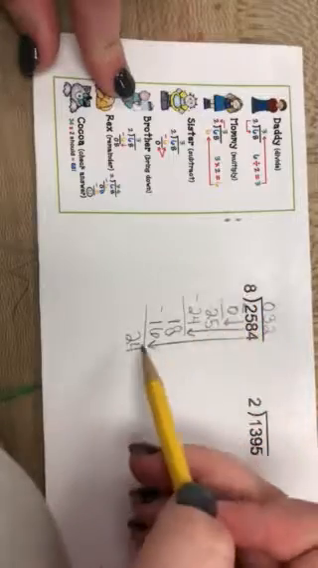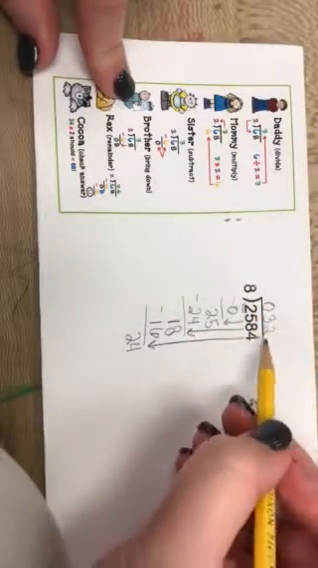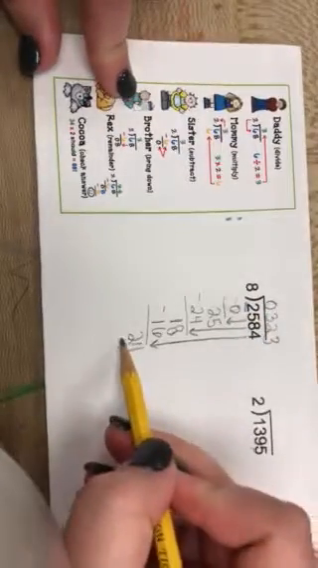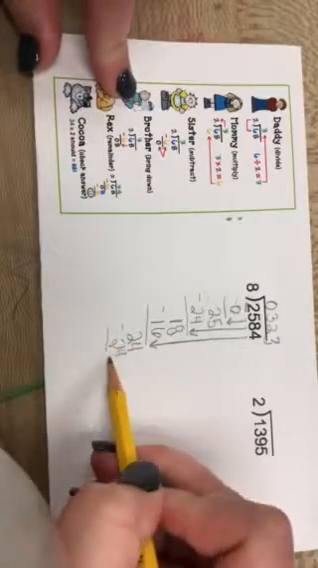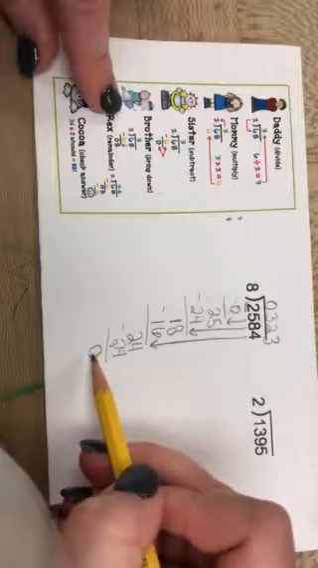How many times can 8 go into 24? Well, like I showed up here, 8 can go into 24 3 times. 8 times 3 is 24. Subtract, and I get 0. I have nothing left as my remainder.